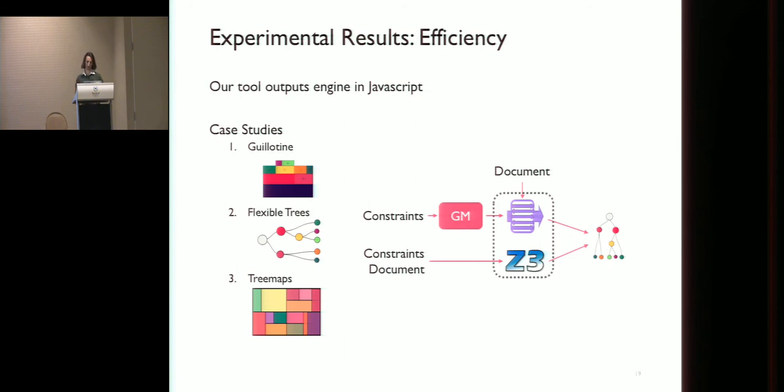So we did 3 case studies, and you see them on the left. And here I want to mention that our synthesized layout engines are actually in JavaScript. So that means we can ship them with any web page, and again, they can be used to render documents in any browser. The 3 pictures you see here are actually rendered using our synthesized layout engine. The first case study is guillotines, which is a simple layout system dividing the screen vertically and horizontally. Then we have a tree data visualization, and finally a treemap data visualization.